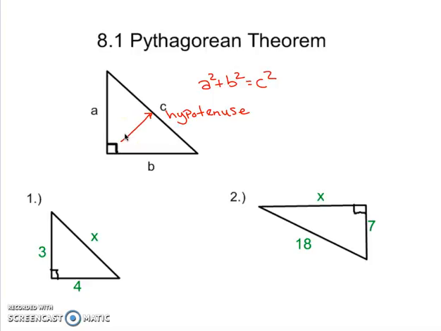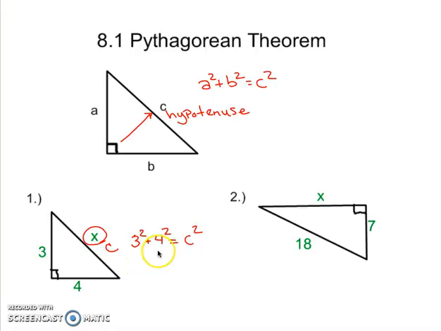So if we take a look at example number 1, right here, the side across from the 90-degree angle, the length that is x, that has to be your c. So when I set up my formula, these numbers are your a and b. It doesn't matter which one goes first. So you would do 3 squared plus 4 squared equals c squared.